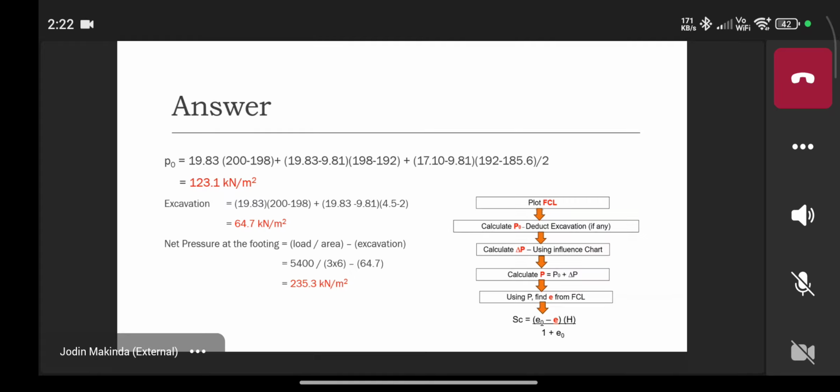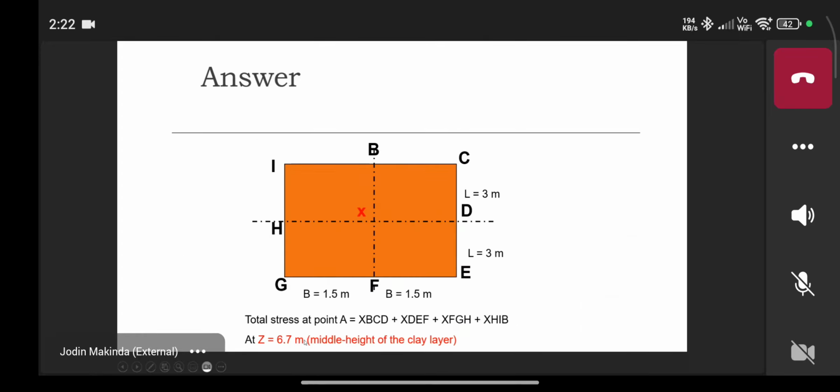Now, what is our next step? Our next step is to calculate the stress increment using the influence chart. So again, the foundation is square. The shape of the foundation is square.